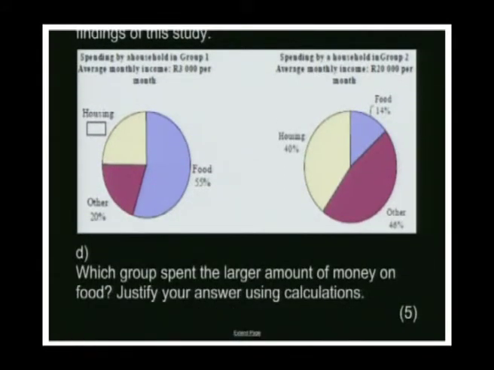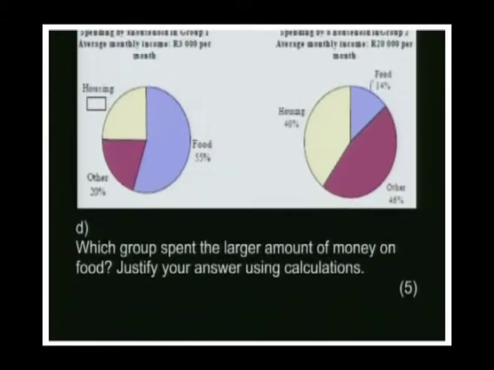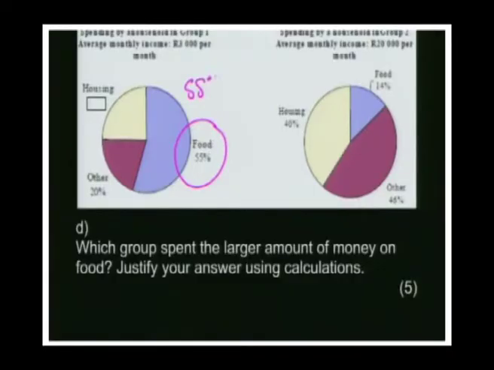D. Which group spent the larger amount of money on food? Justify your answer using calculations. Now if we have a look at our pie chart, we might think, oh, the answer is simple. This household spends 55% on food, and this household only spends 14% of food. But let's calculate to make sure. Somehow I don't think that this household spends more money on food.